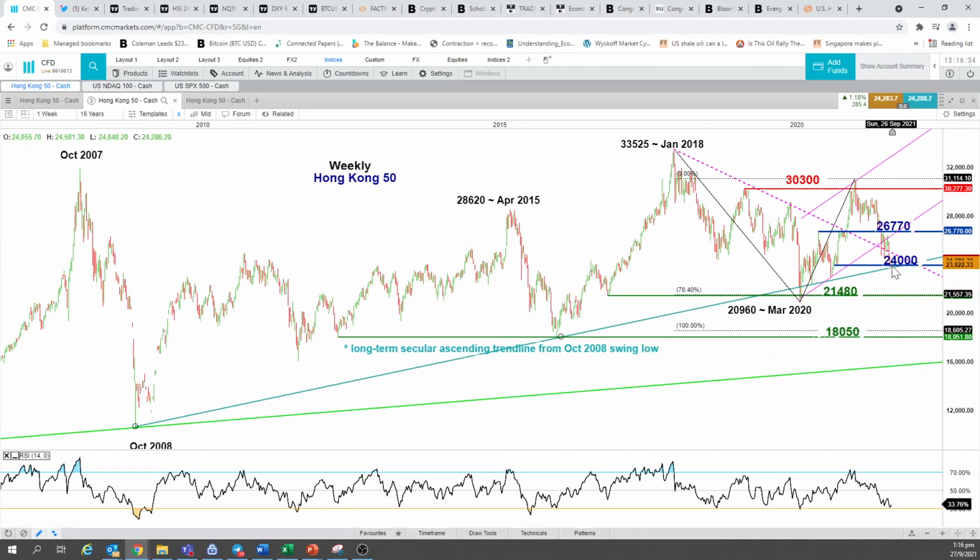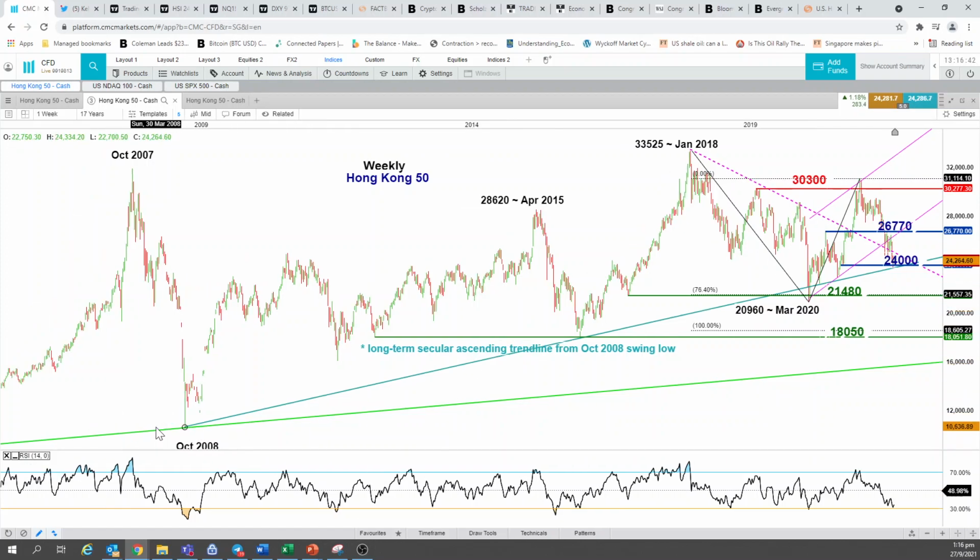So why are we still neutral instead of playing a further down move? Because the price action actually stalled at this 24,000. So what is 24,000? It's very important. Graphically, it is the long-term circular ascending trend line from the Great Financial Crisis low, that was October 2008. Previously, the 2015 sell-off managed to stall right at this ascending trend line support.